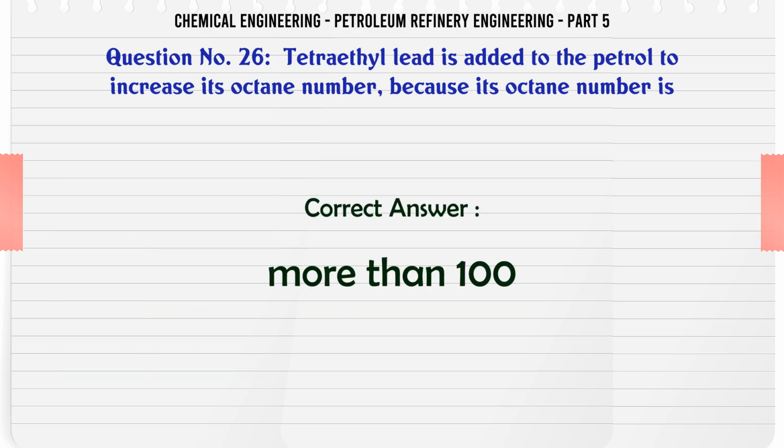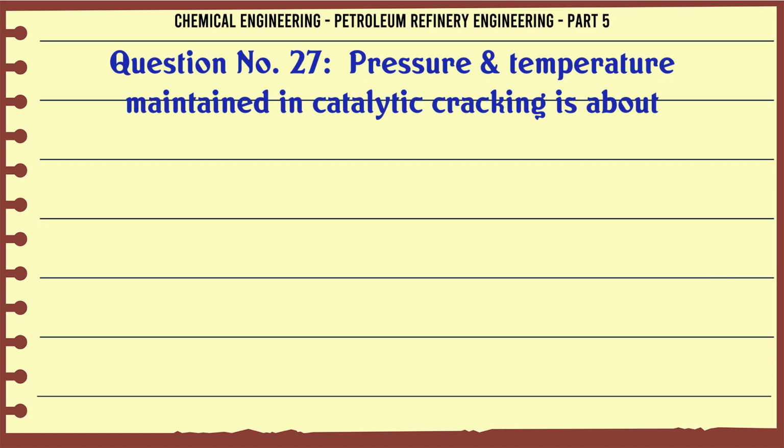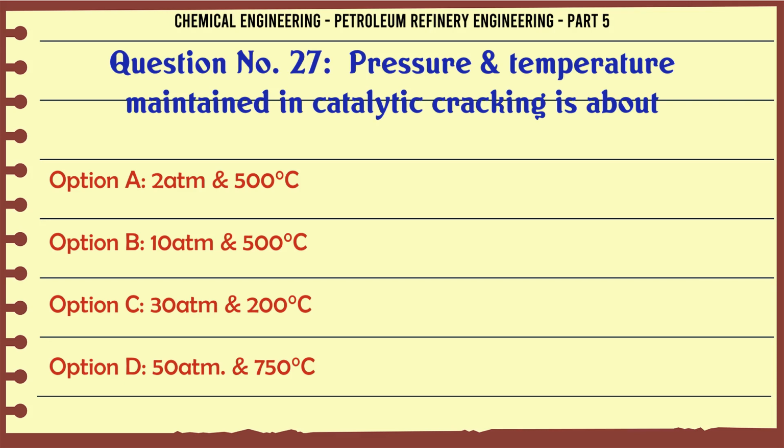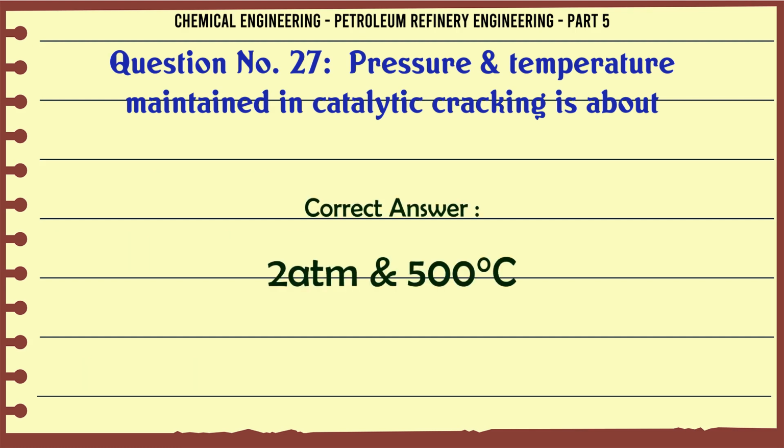The correct answer is more than 100. Pressure and temperature maintained in catalytic cracking is about: A. 2 atm, 500 C. B. 10 atm, 500 C. C. 30 atm, 200 C. D. 50 atm, 750 C. The correct answer is 2 atm, 500 C.